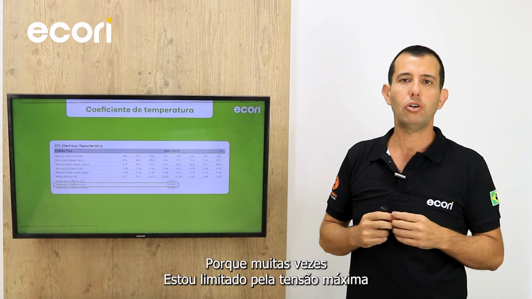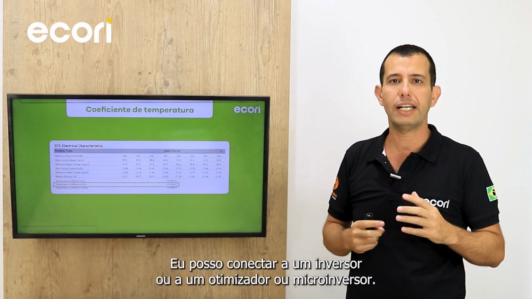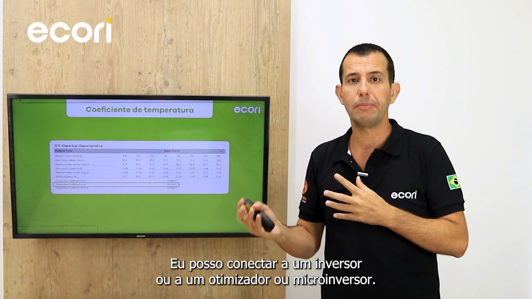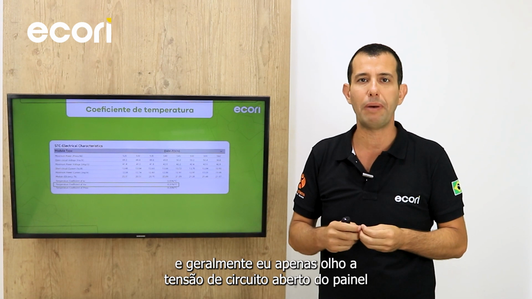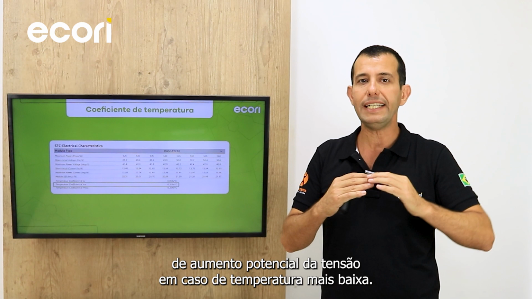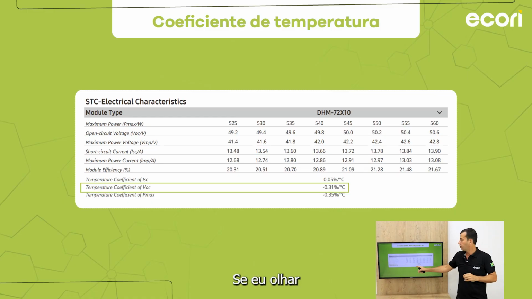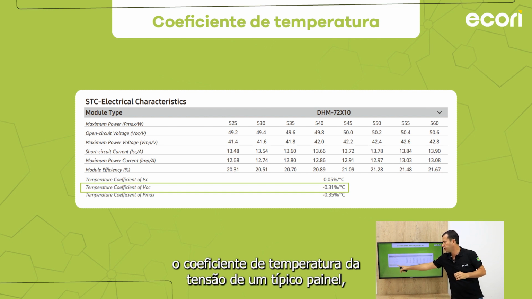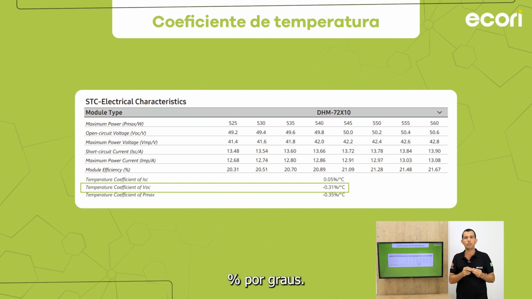Why is it important? Because many times I'm limited by the maximum voltage I can connect to an inverter or to an optimizer or a microinverter. And usually I just look at the V open circuit of the panel, but I need to take into account some addition of potential increase of the voltage in case of lower temperature. If I look at the typical panel temperature coefficient of the voltage, I will see something like minus 0.3, minus 0.4% per Celsius, percent per degree.